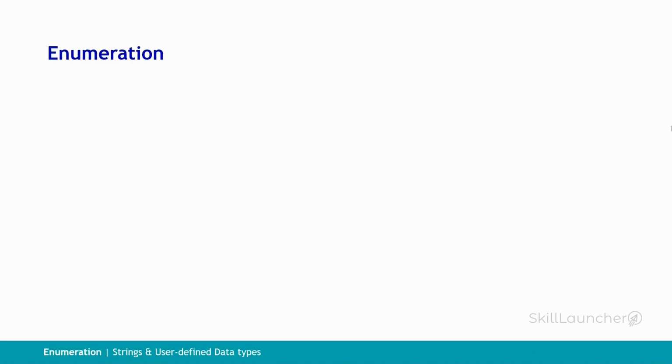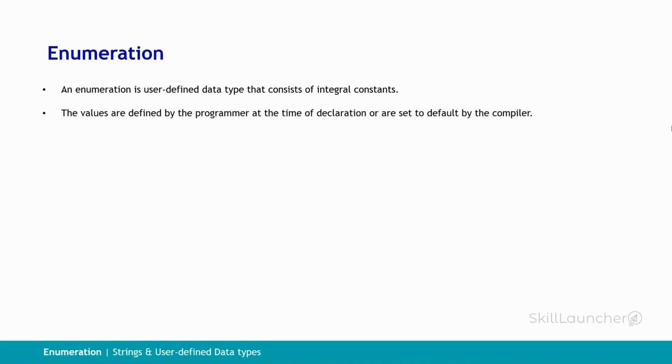Enumeration is that user-defined data type which can be assigned some limited values that consist of integral constants. So some variables are assigned to some integer constants. These values are defined by the programmer at the time of declaring the enumerated type and are set to default by the compiler. When we assign a float value or a character value, the compiler generates an error. In the same way, if we try to assign any other value to enumerated data types, the compiler generates an error. But enumerated types of values are also known as enumerators.